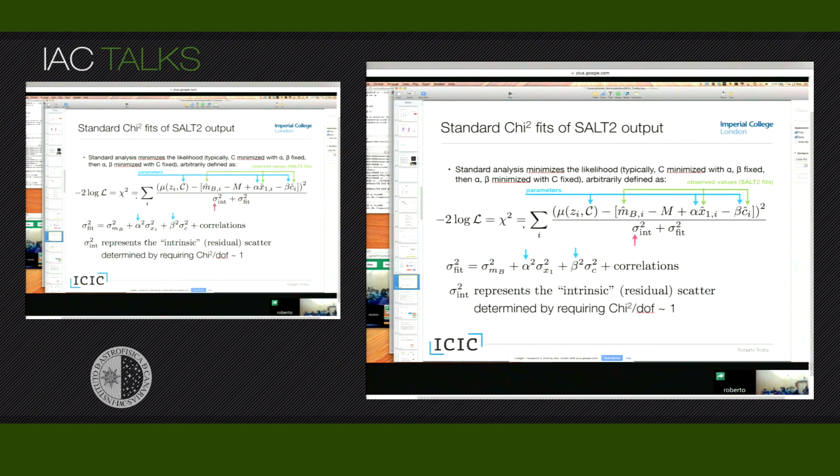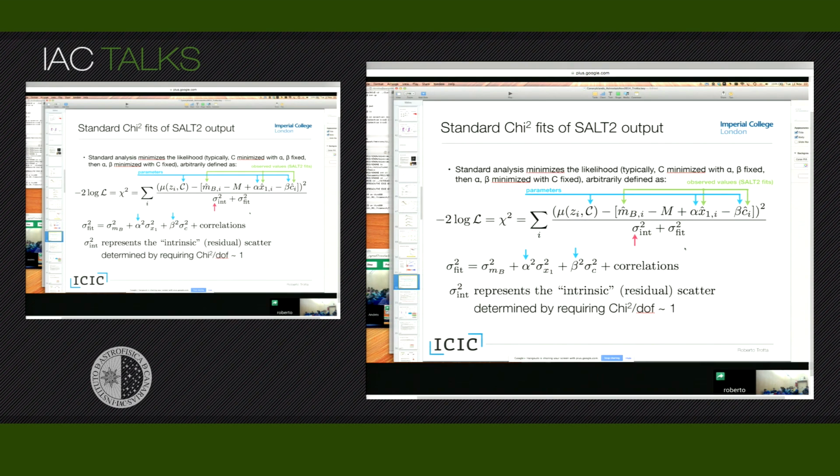And so the chi-square, in the standard approach, is a sum over i, where i denotes the supernova that you're looking at, of the distance modulus to the supernova at redshift z_i, which is a function of the cosmological parameters, as we know, minus the observed value of the distance modulus, which is made of the observed B band value with a hat coming out of the SALT2 fit, minus the intrinsic magnitude plus the stretch and color correction terms. Essentially, it's theory minus observation in some sense.